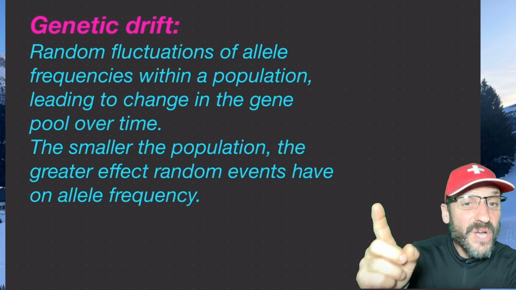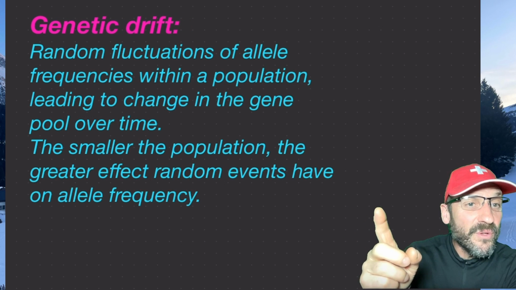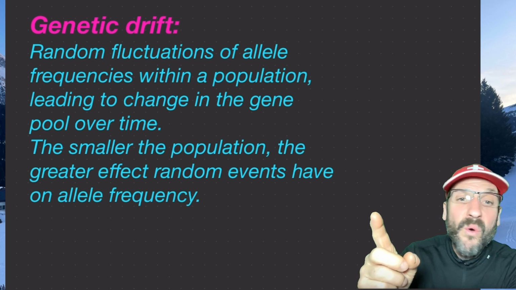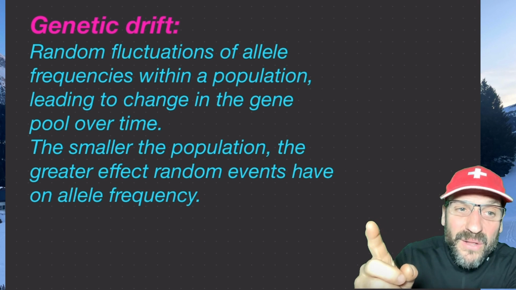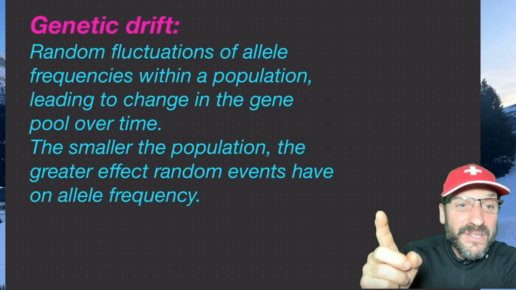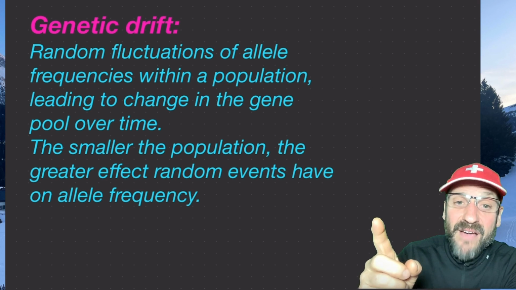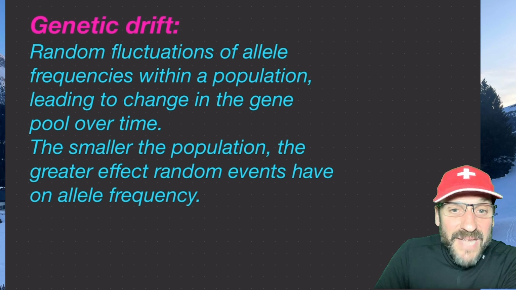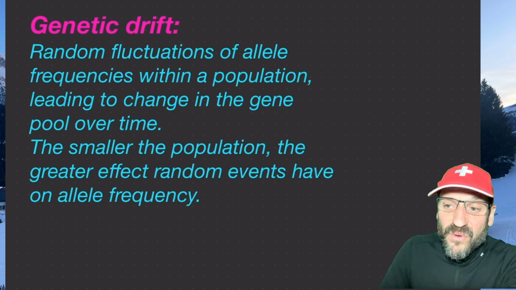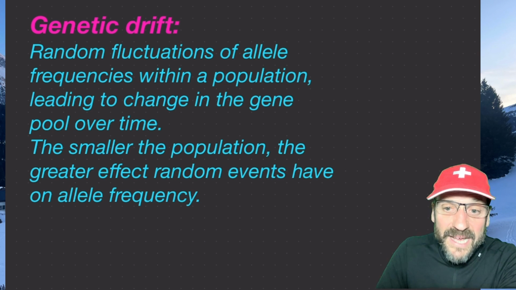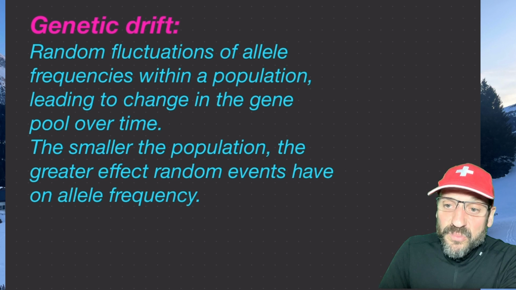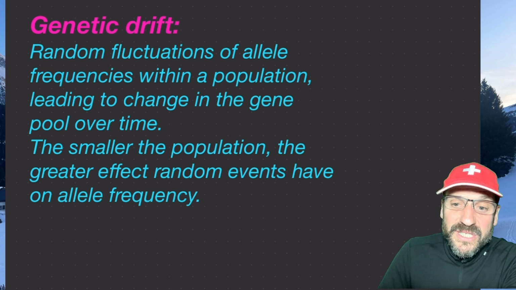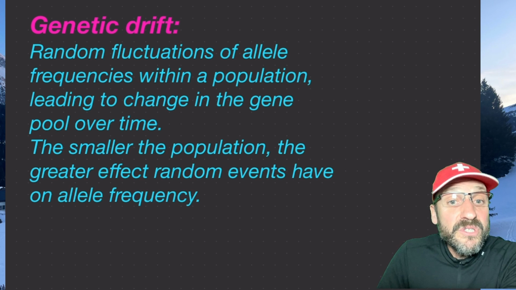Genetic drift is caused by random fluctuations of allele frequencies within a population, leading to change in the gene pool over time. The smaller the population, the greater effect random events have on allele frequency. That's why small populations feel it, because if you only have a handful of individuals, losing one of them is like losing a big puzzle piece. In huge populations, that one individual is just a tiny puzzle piece, so it's less likely to cause a total gene frequency shakeup.